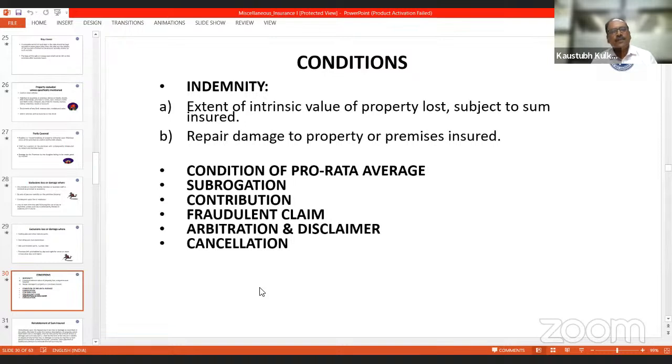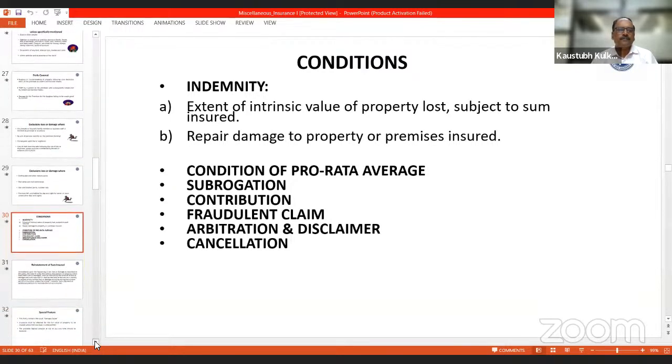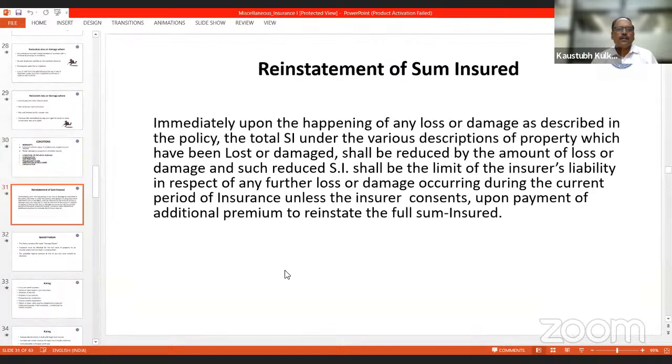In case of contribution, yes, if there is more than one policy, the contribution principle will apply. Fraudulent claim, if the claims are fraudulent, those will not be payable. Arbitration, if there is any dispute in case of quantum, unless and until the admissibility is accepted by the insurer, then this arbitration clause will come into the picture. Cancellation, yes, on short period scale if the insured is opting, on pro rata basis if the insurer is opting. These are certain conditions of the burglary policy.